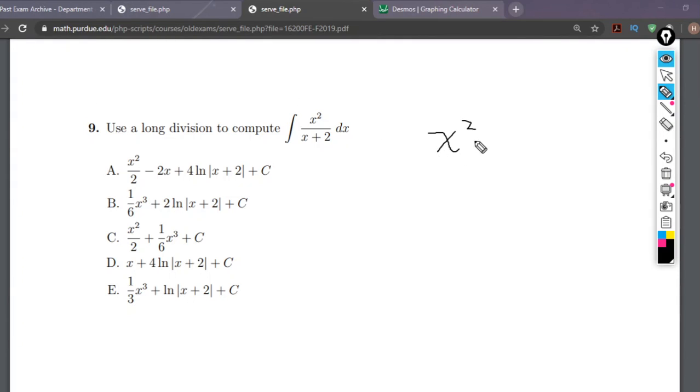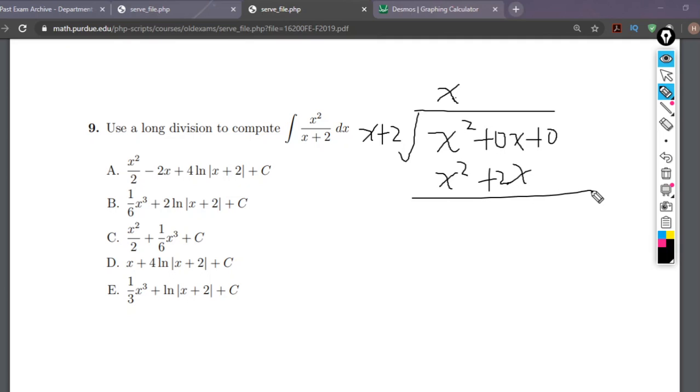So long division, I like to write the rest of the term out even as 0, divided by x plus 2. So starting on this term, we will have an x to fulfill the power. It would be x squared plus 2x, minus that would be 0 minus 2x plus 0. And then trying to fulfill the 2x here will be actually -2, and it would be 2x minus 4 with a 4 left over.